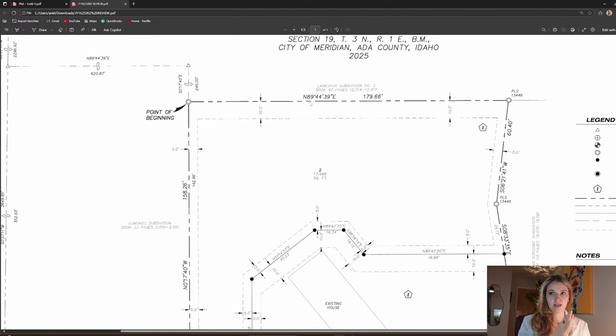And then you can imagine you are standing at this point of beginning, and they told you this direction to walk, and they told you to walk 179.66 feet.